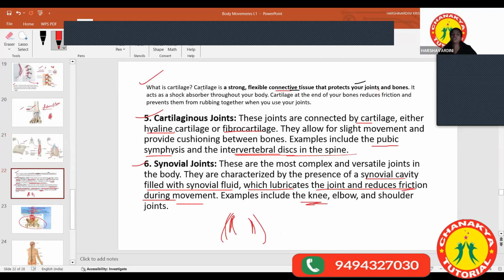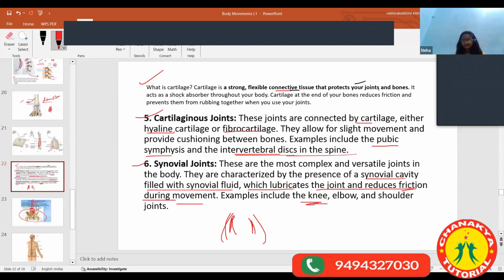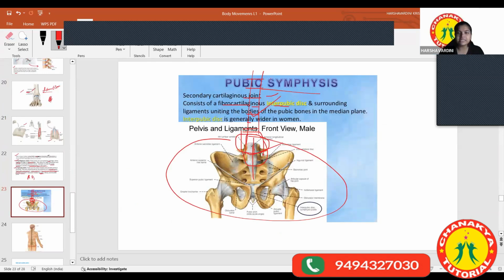And then we saw about cartilaginous joints. What is a cartilaginous joint? So what is a synovial joint? This is just a pubic symphysis.